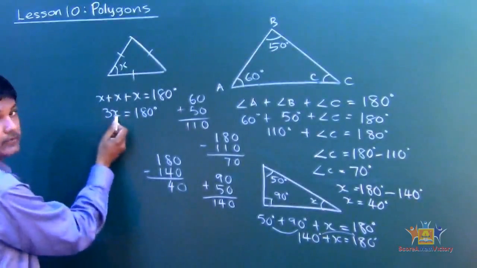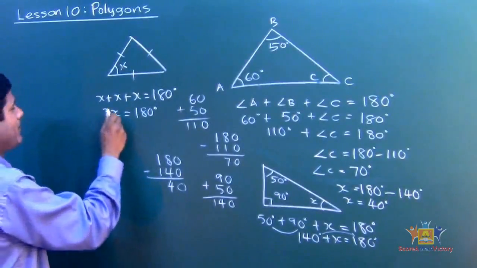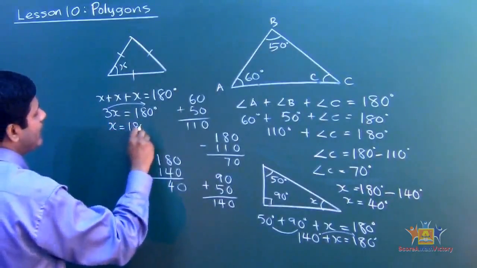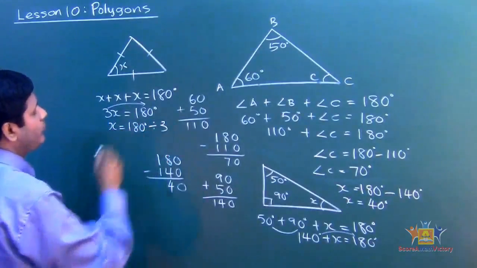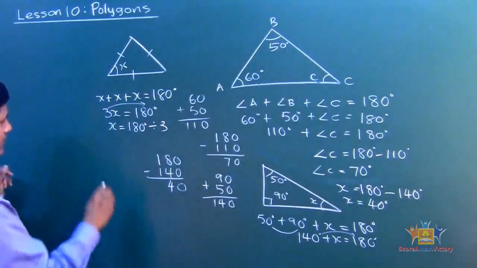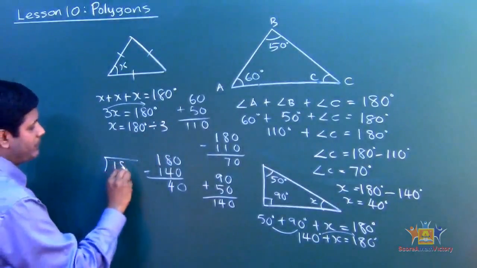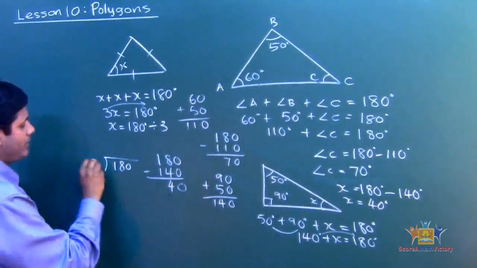What's 3 doing to x? It's multiplying. Multiplication across the bridge becomes division. So 180 divided by 3, and we're going to use the long division method, the cage approach. 180 is kind of in, so I'm going to put it inside the cage. 3 is kind of out, so I'll put it outside the cage.